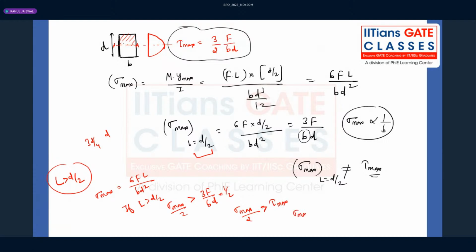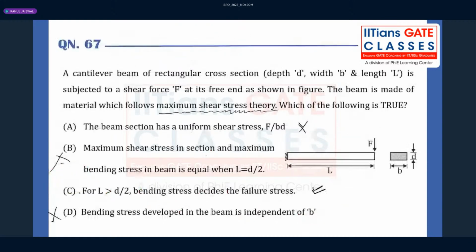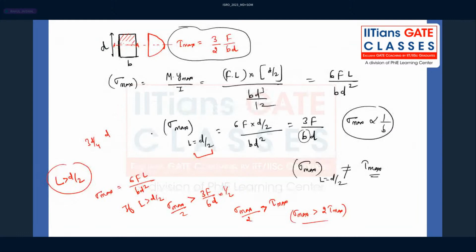So sigma max is basically 2 times tau max. So now here, which is maximum? Bending stress or direct shear stress? Bending stress is maximum. So which one will be deciding? Bending stress will decide the failure stress that we are going to put for the MSST theory, right? So C option is correct. No doubt.